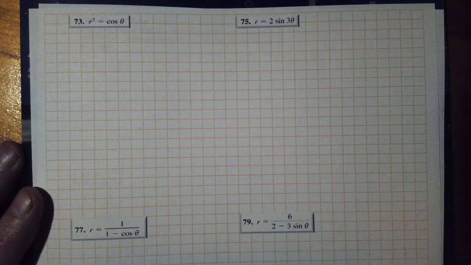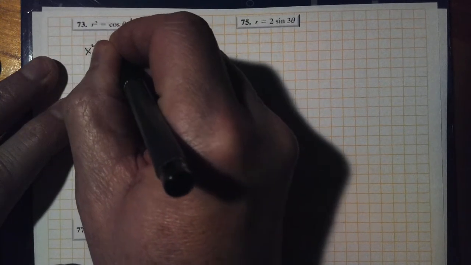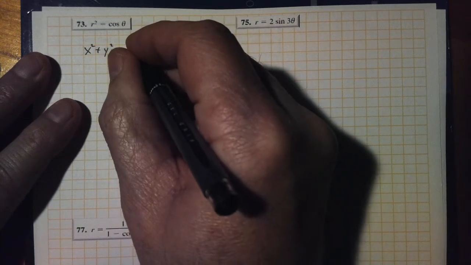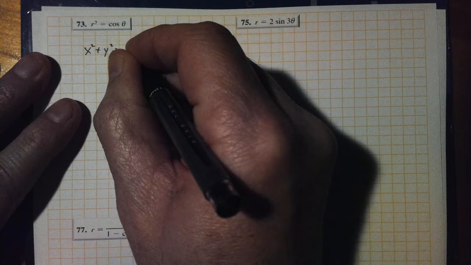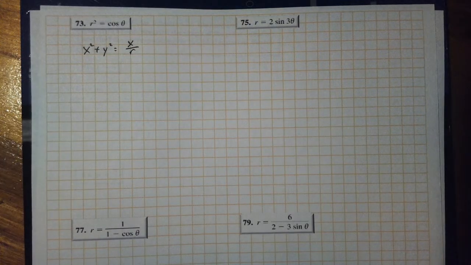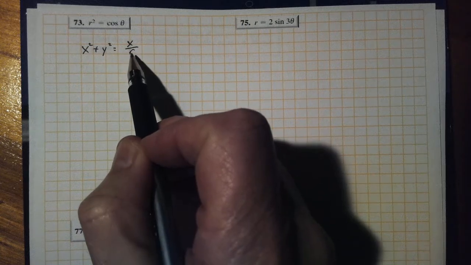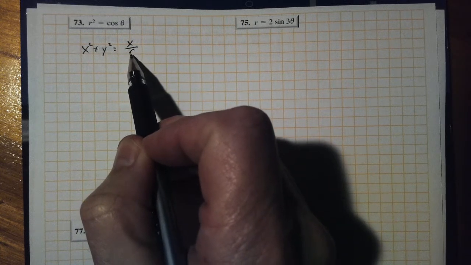r squared. r squared is a gift. That is x squared plus y squared equals cosine. What do we do with trig functions? We 2 a.m. them. That's x over r. So that's half good, half bad. I mean, I got x's and y's. I've got an x, but I don't like this r. I need to convert that r.